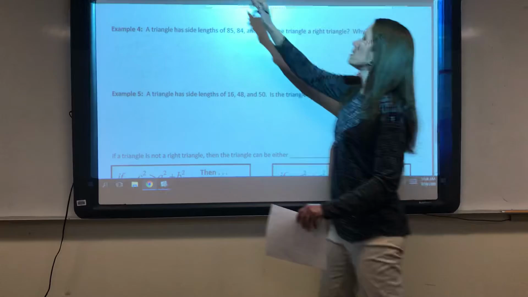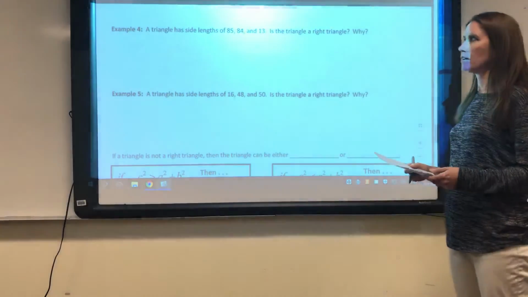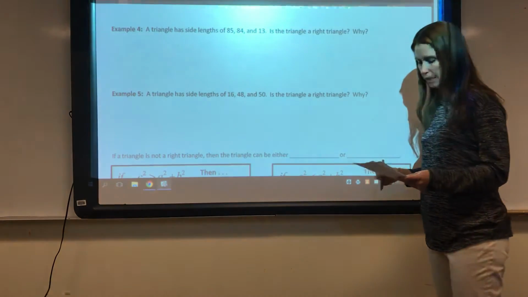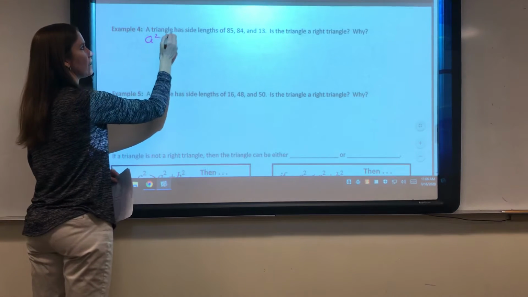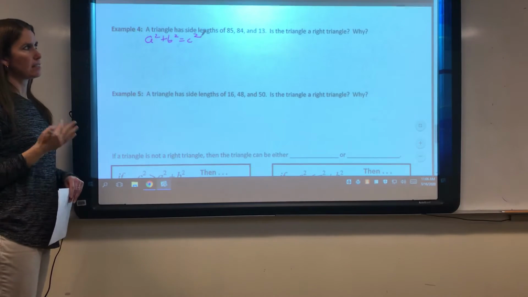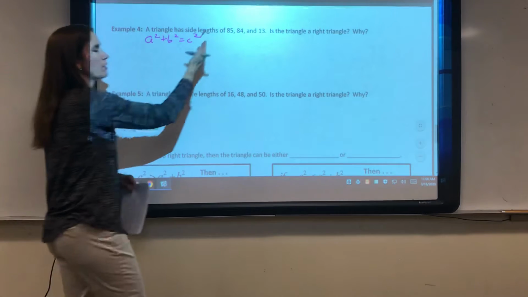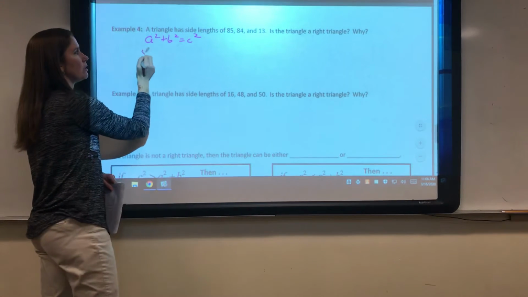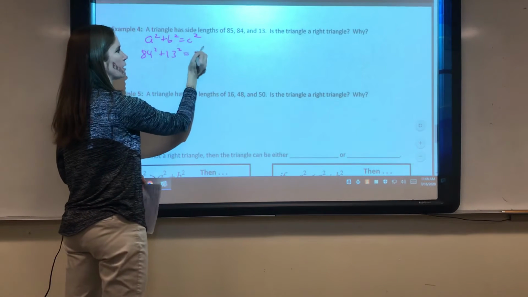Example 4: a triangle has side lengths 85, 84, and 13. Is the triangle a right triangle, and why? So in this case, write your Pythagorean theorem down. We just want to see if that satisfies the Pythagorean theorem to know if it's a right triangle. If I look at my 3 numbers, I need to put the biggest one in for c's place. So 84 squared plus 13 squared is equal to 85 squared.